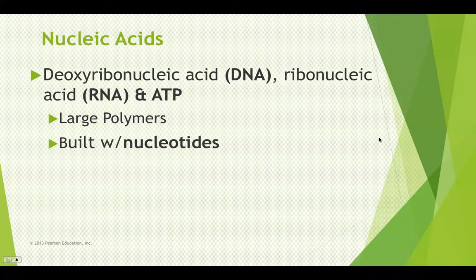Now we are on nucleic acids. DNA, deoxyribonucleic acid, ribonucleic acid, RNA, and ATP are the three nucleic acids that you need to learn about, which you already know. This is somewhat review. DNA, RNA, and ATP. Particularly the first two are large polymers. DNA and RNA are quite large. ATP is also somewhat large. Remember the name for this one? Adenosine triphosphate. So all of these are built with a subunit that we call a nucleotide.